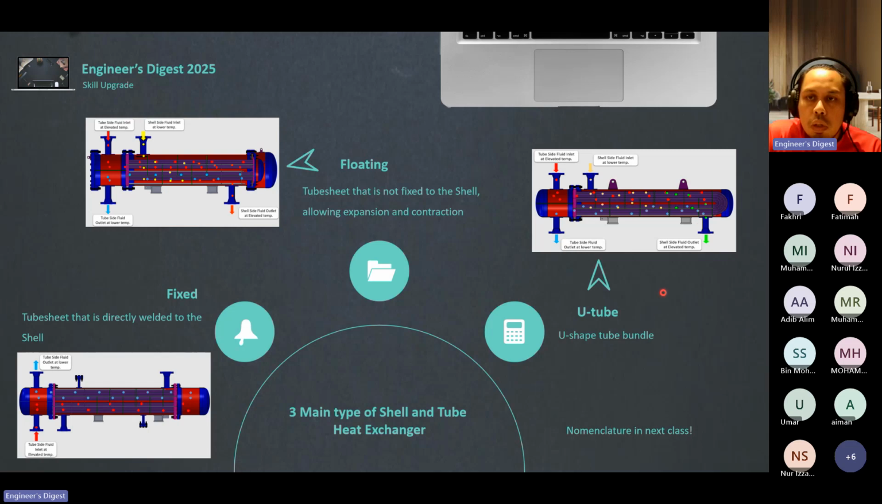What is the difference between the U-tube and the other types of heat exchanger? It is also the number of tube sheets. You see the tube sheet is only one. The others have two tube sheets, of different sizes for floating: a bigger size tube sheet and a small size tube sheet, or the same size tube sheet. The U-tube has only one tube sheet. Nomenclature is for the next class. Nomenclature means this is your front end, this is your shell, and this is your rear end. There are many configurations for TEMA. This will be covered in the next class.